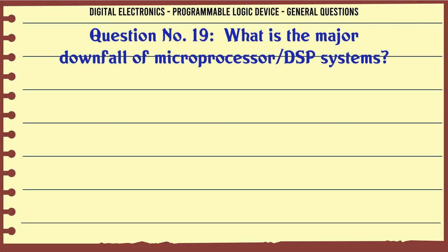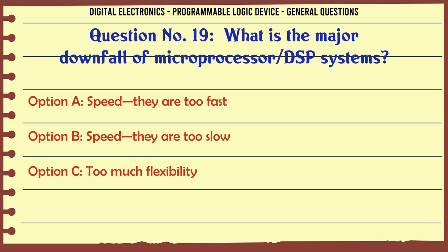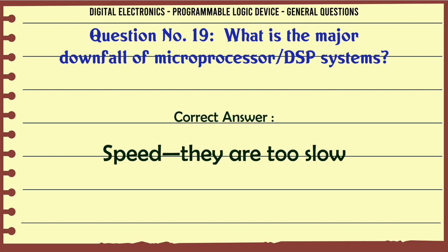What is the major downfall of microprocessor DSP systems? A. Speed, they are too fast. B. Speed, they are too slow. C. Too much flexibility. D. Not enough flexibility. The correct answer is: speed, they are too slow.